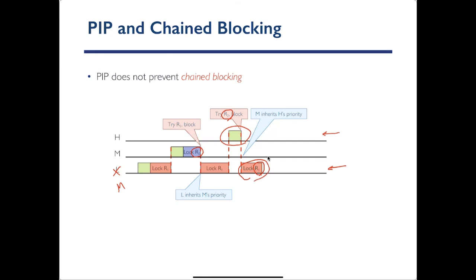So since we are blocking, this is bad. So this is not priority inversion exactly, but this one is called chained blocking. And why do we have a chain? Because M is blocked by L, and now H is blocked by M, which is blocked by L, so H becomes blocked by L, which is bad.